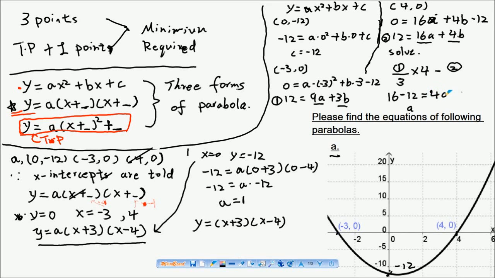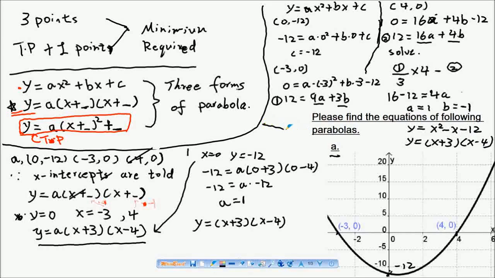4a there, and a will equal 1, and b, substitute it back, b will be -1. Okay, either way we have an equation of y equals x squared minus x minus 12. Okay, and if we factorize this equation, it will be x plus 3 times x minus 4.